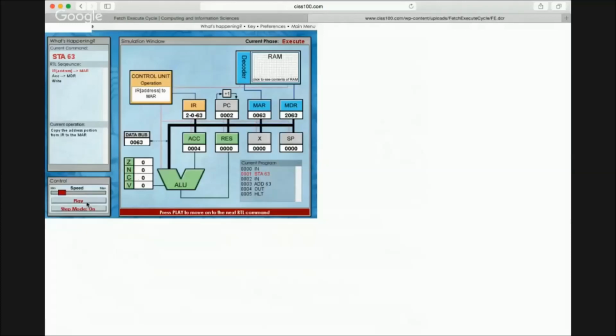In the next clock cycle, 4 from the accumulator will be put out to 63. And you see why we had to do this in separate clock cycles, right? I can't have two things on this bus at the same time. I had to move the address to the memory address register, and in the next clock cycle, because I can't have two things on that bus at once, the 4 will get moved to the data register.